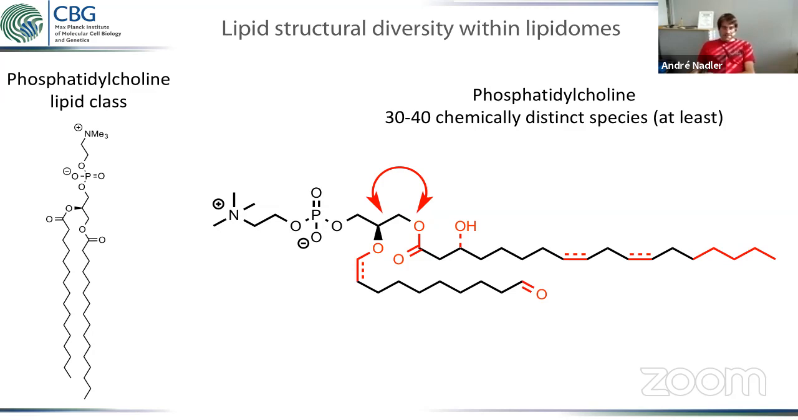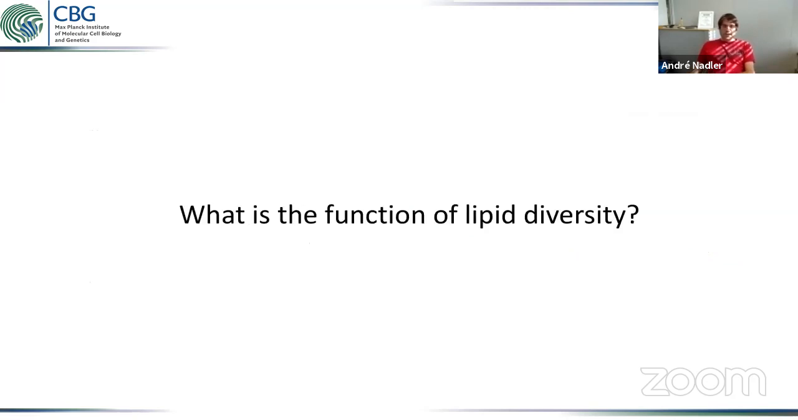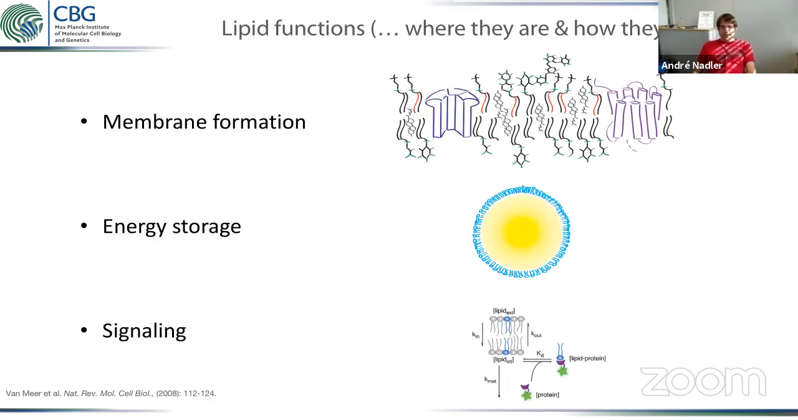And essentially, the key question is, why does the cell do that? What is the function of this amazing diversity that we find in the cellular lipidome? And I think a good way to think about this is to take a step back. And here I'm borrowing a concept from Gerrit van Meer and try to break down lipid function into major categories.